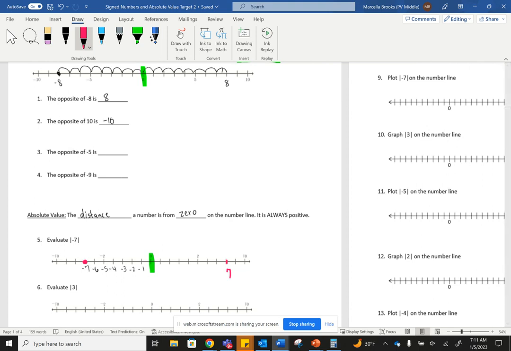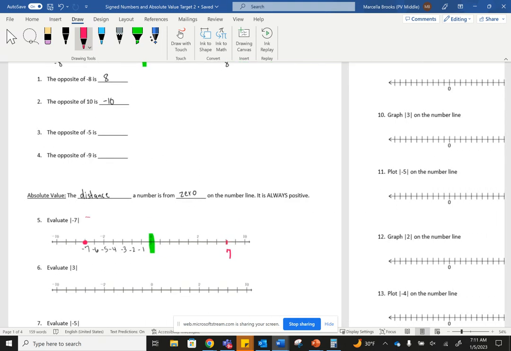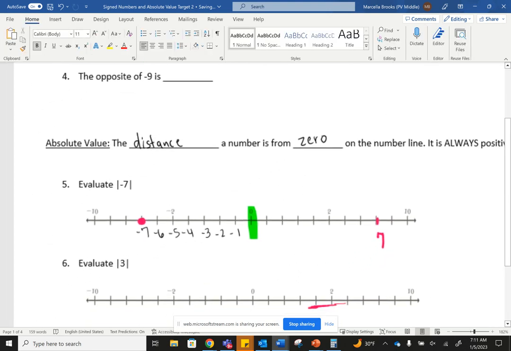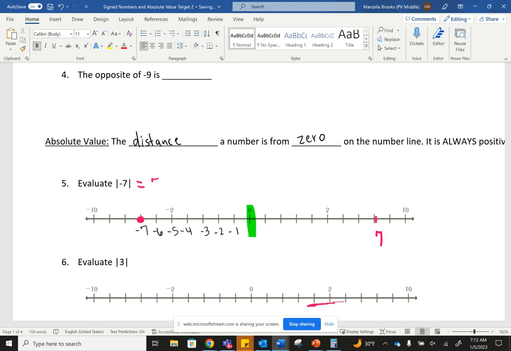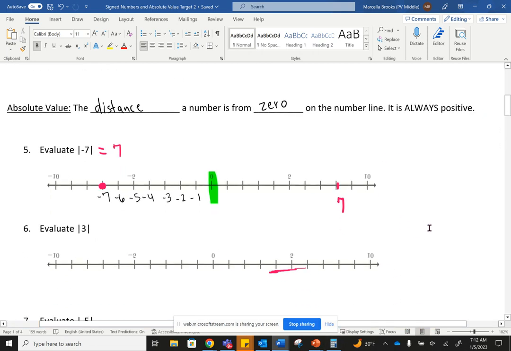So +7 is the same distance. So the absolute value of -7 is +7, because we're talking about the distance from 0. How far away is -7 from 0? It's 7 spaces away. So absolute value is always going to be positive because distance can't be negative. Always, always positive. You're never going to have a negative value as your absolute value.